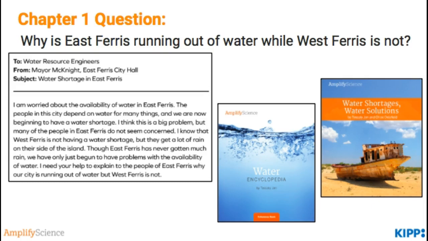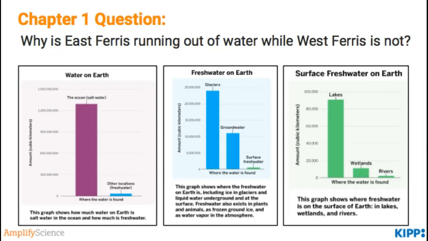In this first chapter, students will also be reading 2 books. The Water Encyclopedia, which will be referenced throughout the entire unit and a great go-to resource for students as they are learning about water on Earth. The second, Water Shortages and Water Solutions, gives students background information about water shortages as well as human impact. In this chapter, students will also be asked to analyze graphs as they relate to water availability on Earth.